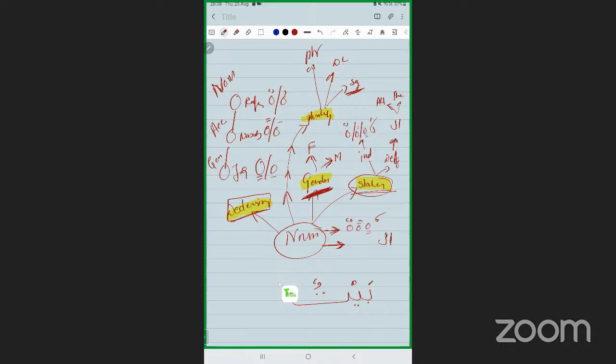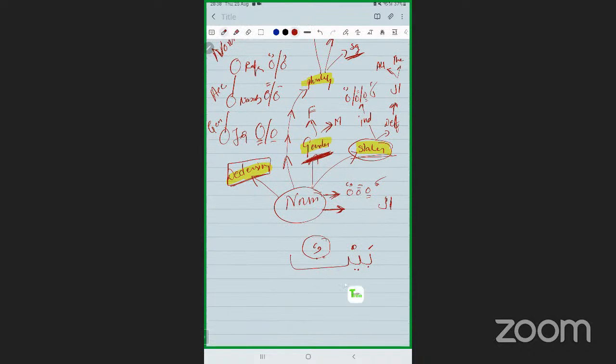In a Rafa state, or nominative case. And this noun can be converted. Because this is indefinite, you have to write "a house." You can write "the house" by just adding al and dropping one tanween. Okay, it will become "the house."